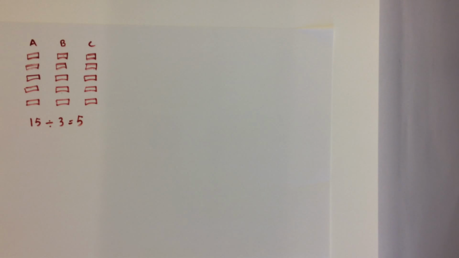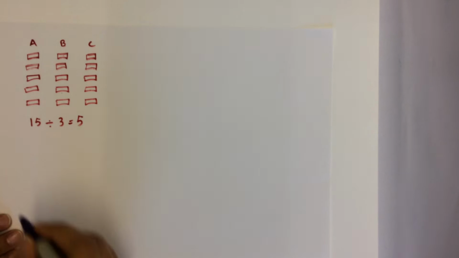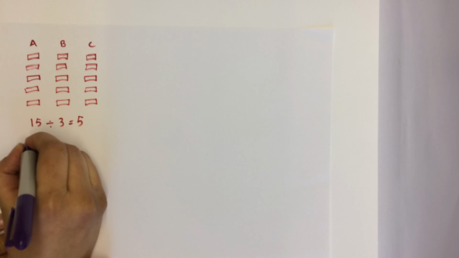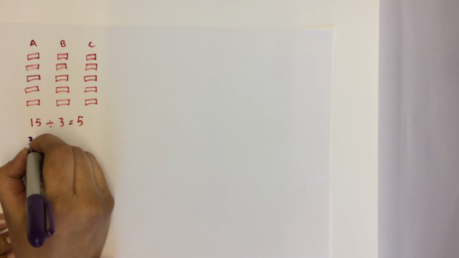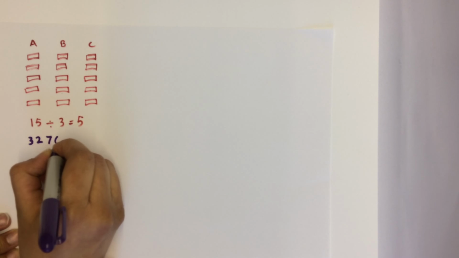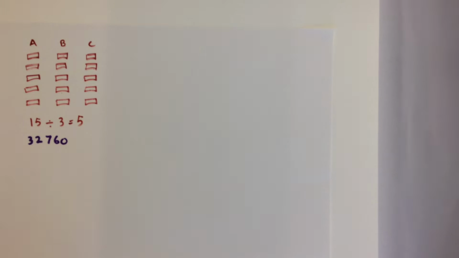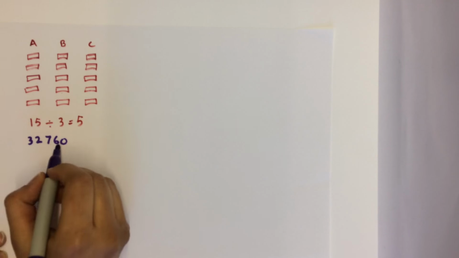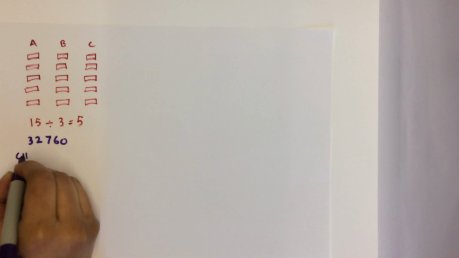Now I'll take a bigger number, for example 32,760. Here I'll apply the checks, and on the side you divide the whole thing and see if the check works well. For the first one I'll do it for you.